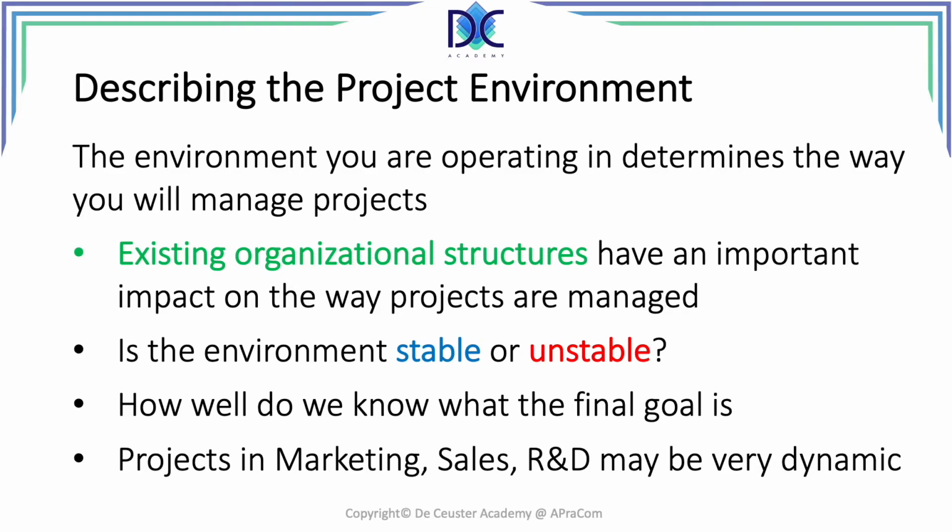Each project has to be evaluated separately, since even in a stable environment, an adaptive approach may be advisable for some projects. Unstable environments need a different approach to project management. Management may not have a clear view on the project goals, and when goals have been set, they can change quickly. In an unstable environment, the project team may prefer a more flexible or adaptive approach to project management, like agile. Projects in marketing, sales, research, and development are typically very dynamic, and an adaptive approach may be advisable.